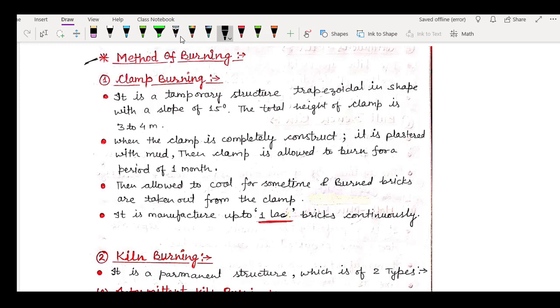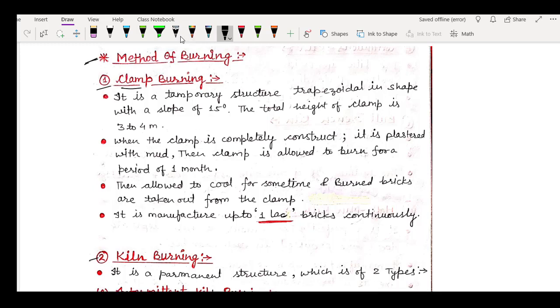In the previous lecture, we studied the manufacturing of clay brick. There was a process there known as burning. The burning of bricks is mainly of two types. First is clamp burning, second is kiln burning. We further have some subcategories in these two terms. First of all, we will study what clamp burning is.